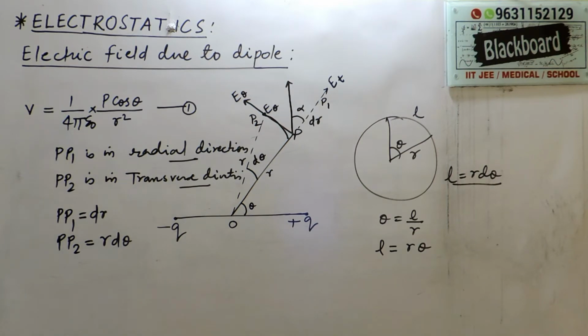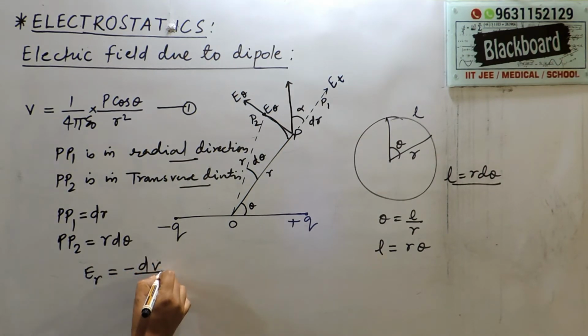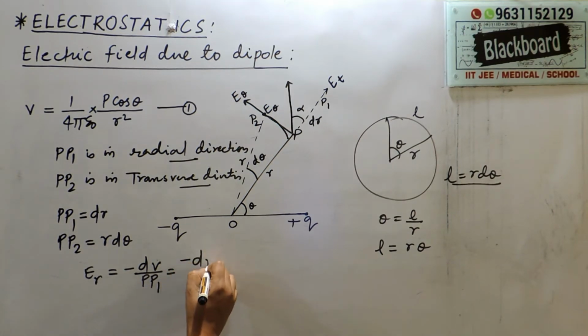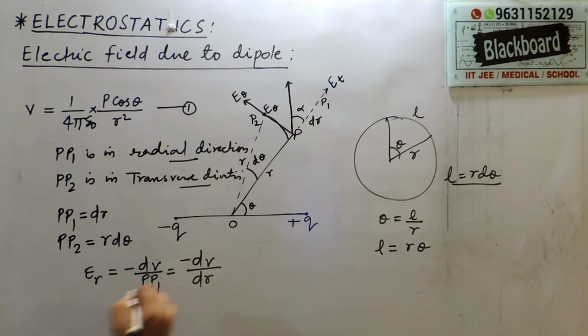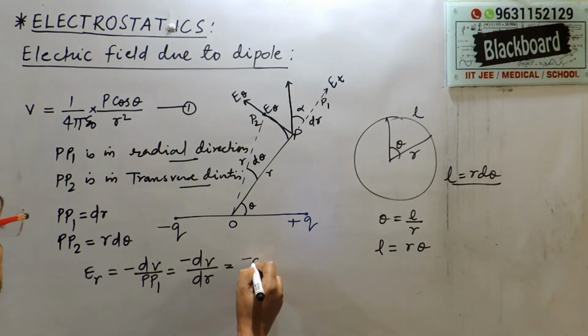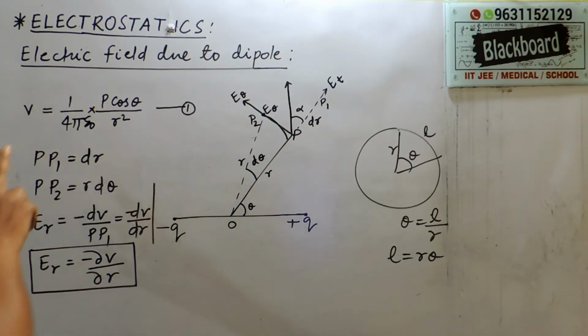The component of electric field at P in the radial direction, along PP1, is given by E_r. E_r is equal to minus dV by dr. Here V is a function of two variables, so apply partial differentiation. Using partial differentiation you can write del V by del r, where V equals 1 by 4 pi epsilon naught P cos theta by r square.